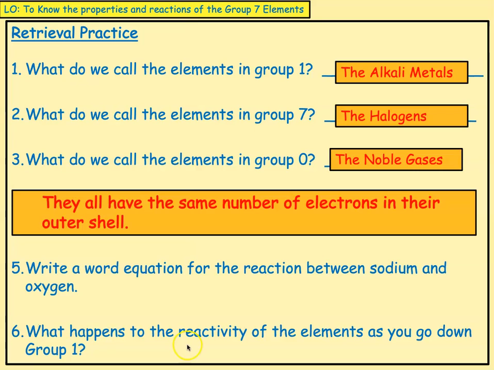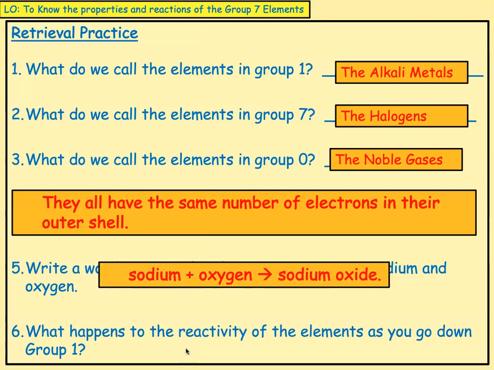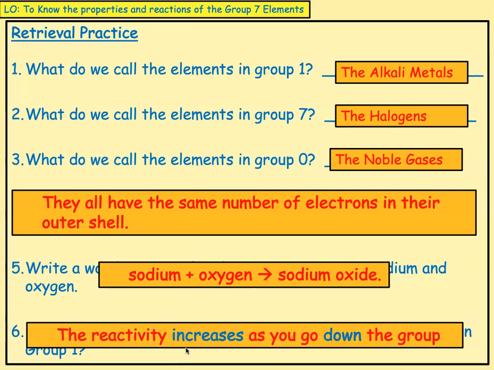Write a word equation for the reaction between sodium and oxygen. Right, so sodium plus oxygen gives us sodium oxide. Anything plus oxygen will give you the oxide of whatever you're reacting. What happens to the reactivity of the elements as you go down Group 1? The reactivity increases as you go down the group.